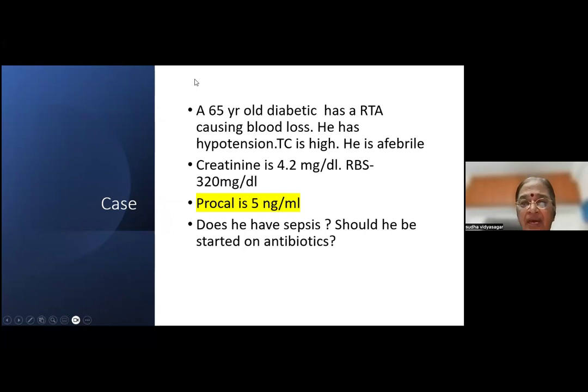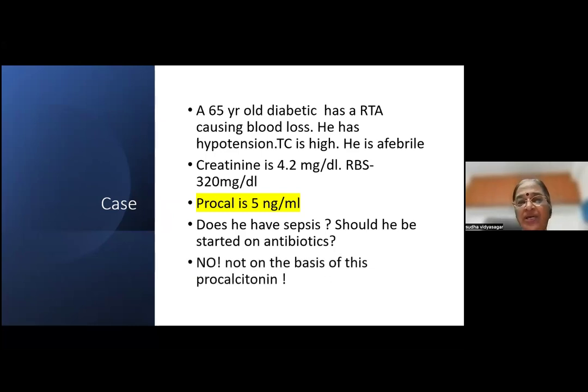This patient had a trauma and then he's come with hypotension, and he has got creatinine which is high. So what I'm asking is, should this patient be started on antibiotics? So you're all saying, yeah, he should be started on antibiotics. Let's look at the answer.